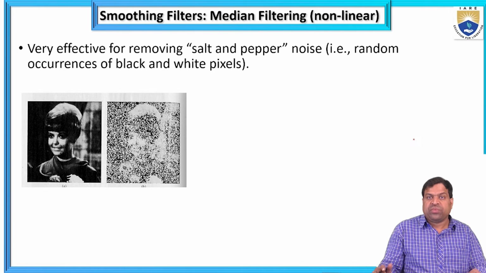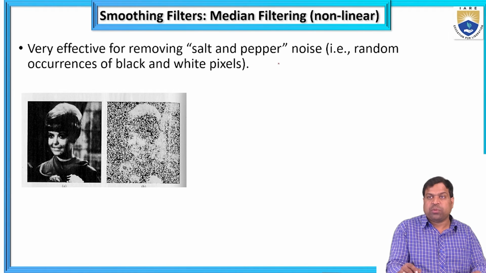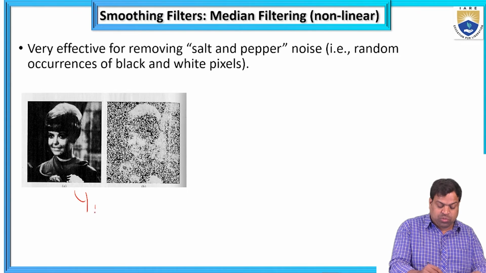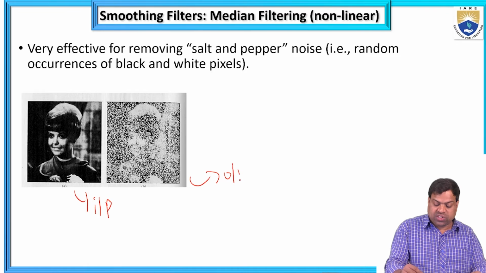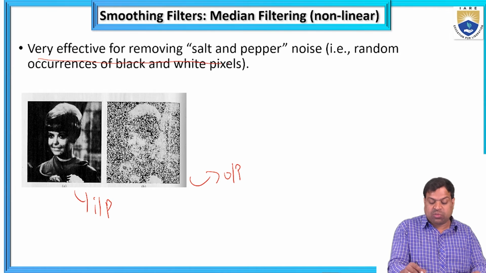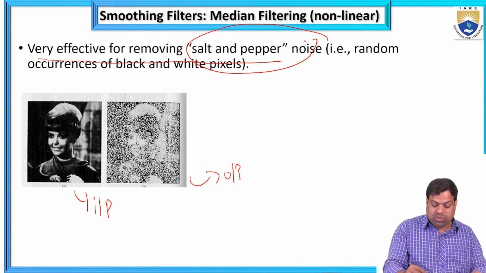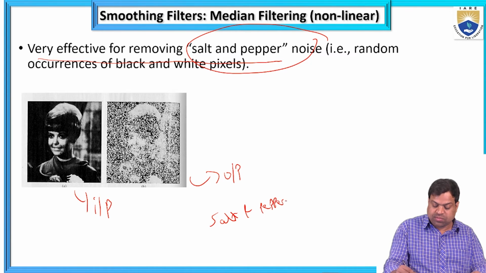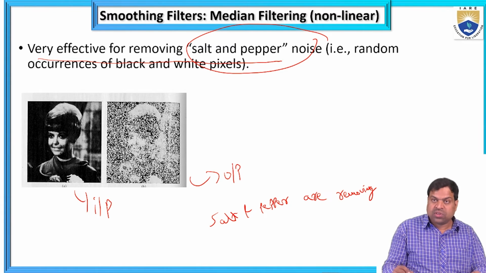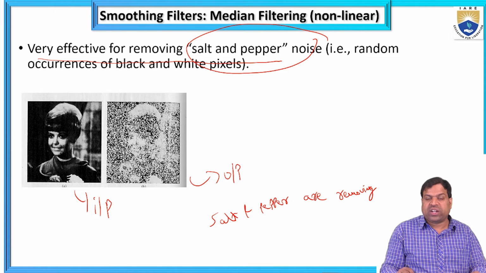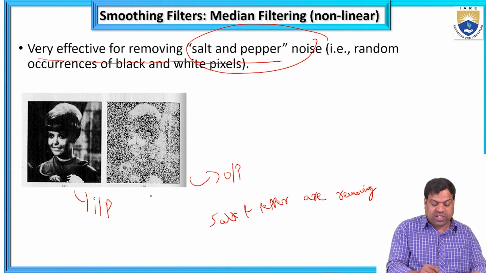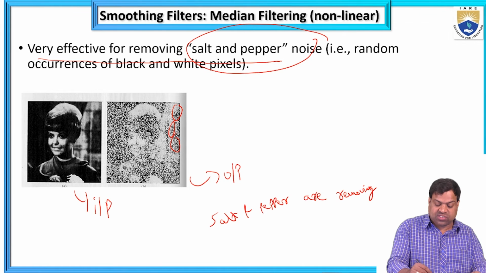Okay. And it is very effective for removing salt and pepper noise, that is a random occurrence of black and white pixels. So here I am taking one input pixel. Here I am taking the output pixel. So what is the difference? In this input and output, the salt and pepper noise is removed. So the random occurrence of black and white pixels looks like this.